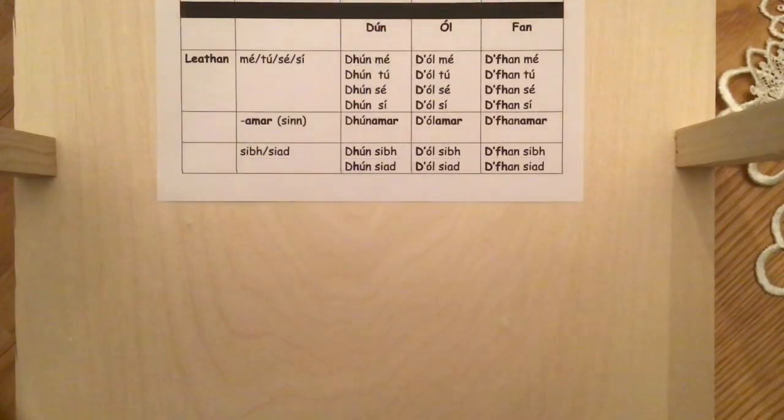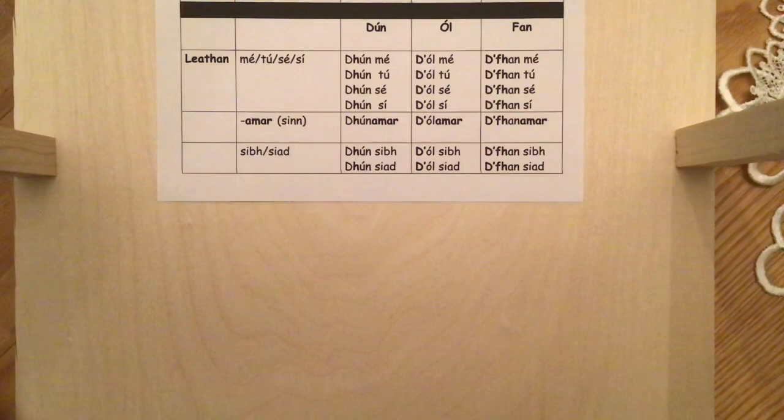If we now look at the leathan endings, okay, you will see that again, dún is going to take a H, ól is going to take a D apostrophe, and fan is going to take a D apostrophe FH, because those are the changes we make to the start of the verb in an Aimsir Chaite. Then we're going to add the pronouns, so it's going to be dhún mé, dhún tú, dhún sé, dhún sí, d'ól mé, d'ól tú, d'ól sé, d'ól sí, d'fhan mé, d'fhan tú, d'fhan sé, d'fhan sí.